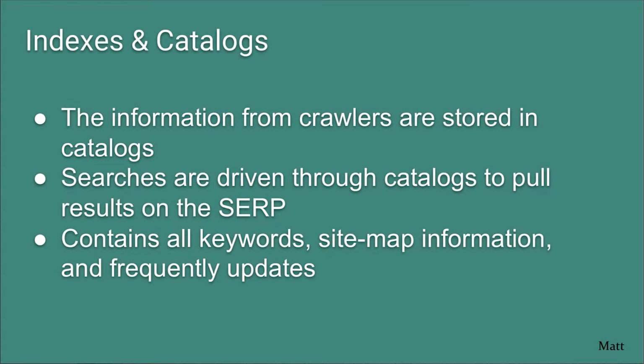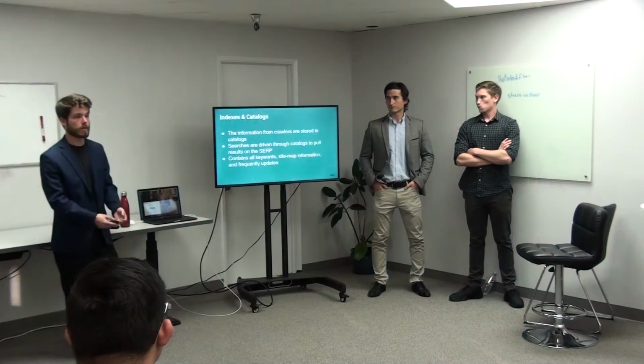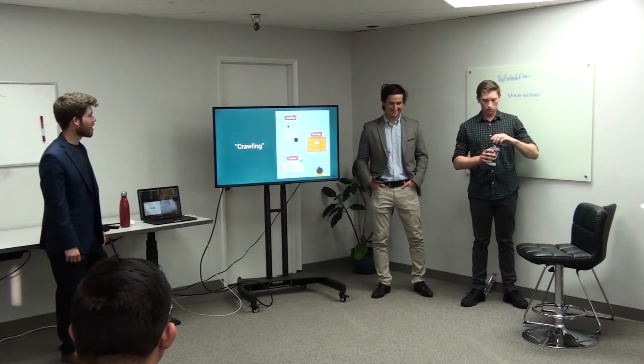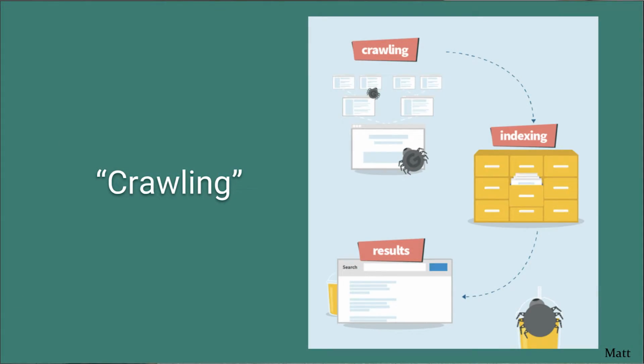Indexes and catalogs, it's just the information that's stored after web crawlers go through the website itself. And searches are typically driven straight to the search engine result page. It contains all the keywords, the sitemap information, and the general information about the website itself. So, another depiction of crawling. So crawling, indexing, and then the results themselves.